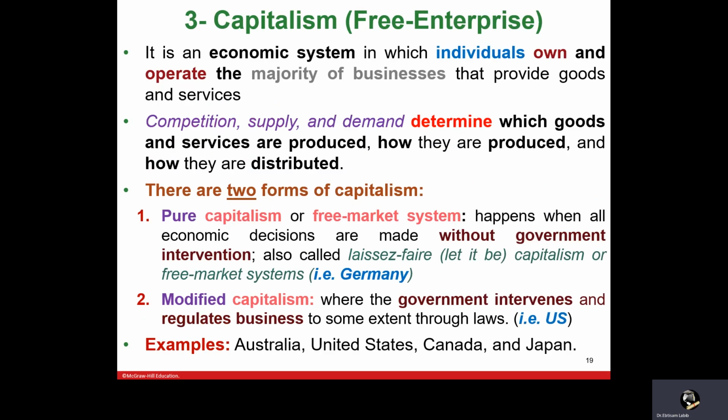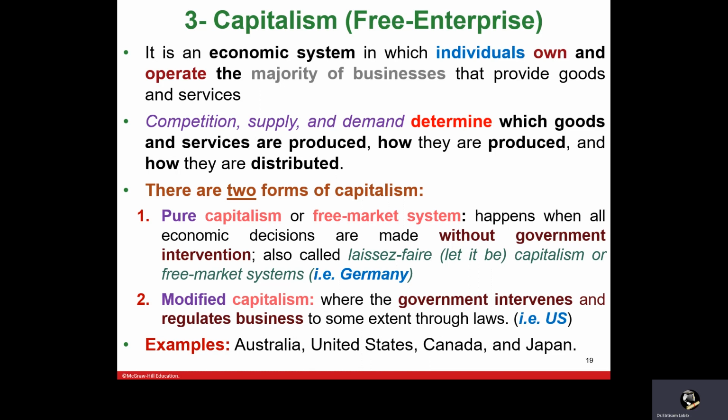In the free enterprise, or capitalism, what will determine the answer to these 3 questions is the competition. The level of supply and demand will determine which goods and services are produced, how they are going to be produced, and how they are distributed. We have 2 types of capitalism. We have pure capitalism, or what we call the free market system, or laissez-faire capitalism, and we have modified capitalism.